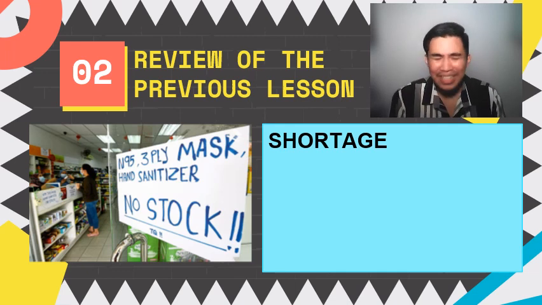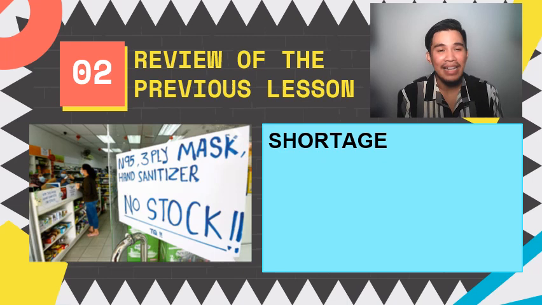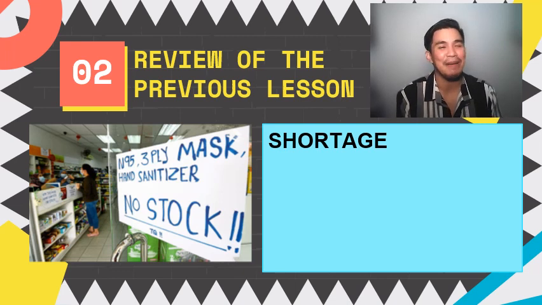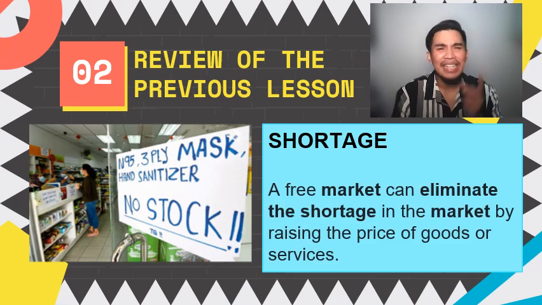So what you can see now is the picture that is being flashed on your screen. It says there N95, 3-ply mask, hand sanitizer, no stock. So I believe that this image was taken in the early days of the onset of the outbreak of the COVID-19 pandemic. Kasi during that time, nagkakaubusan ang mga mask, di ba? So talagang nawawala ng stock and the people are really panic buying kaya nauubusan ng stock ang ibang buyers. So, ano bang meron dyan? Of course, there is a shortage. Very good. May shortage. Bakit kaya may shortage?